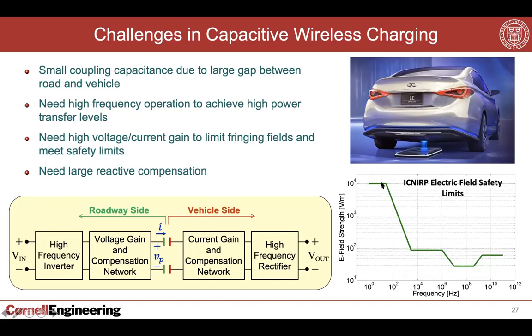The safety limits that we follow are set by ICNIRP. Here you can see the chart at the bottom right, which shows the field levels in terms of volts per meter that you have to meet. Now, the frequencies we'll be targeting will be in the megahertz, so the safety levels are actually the most stringent in this regime. And so we have a lot of work cut out in order to meet all of these requirements.